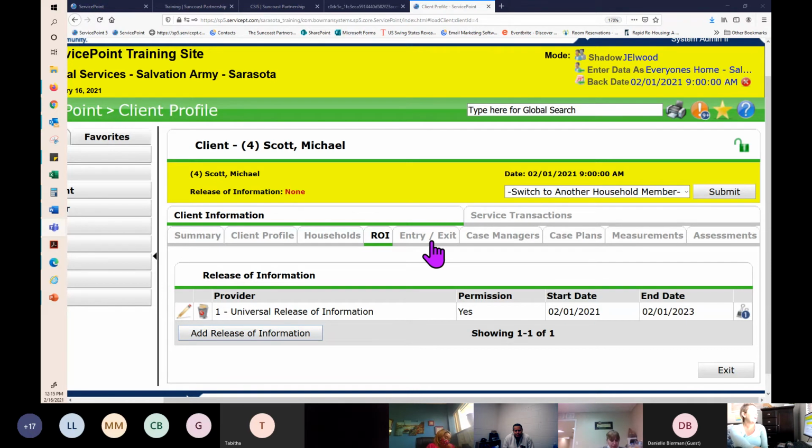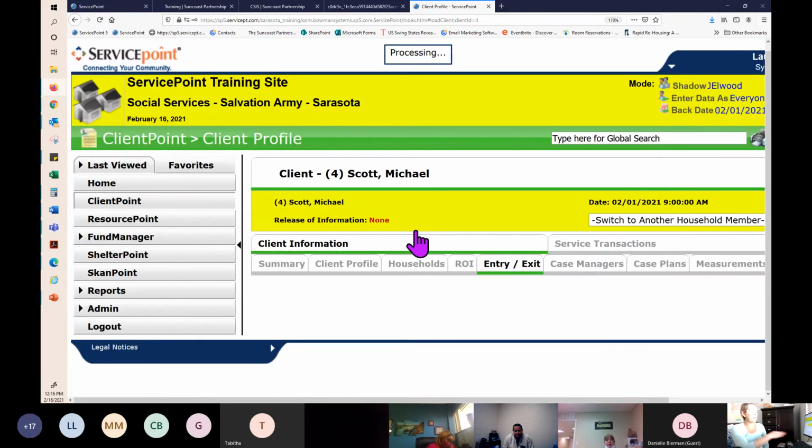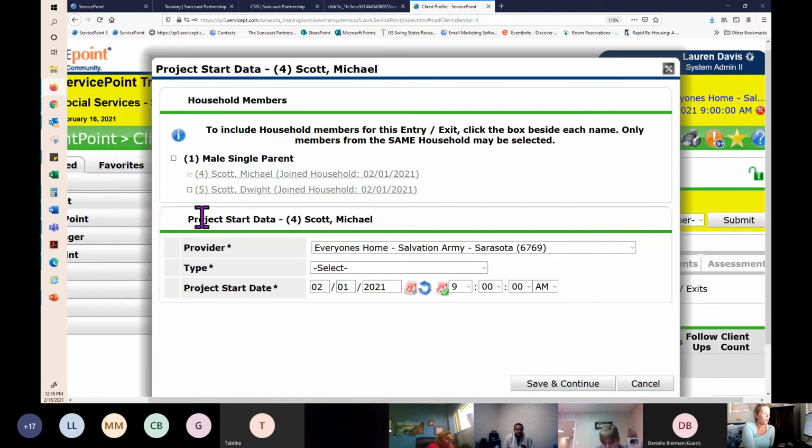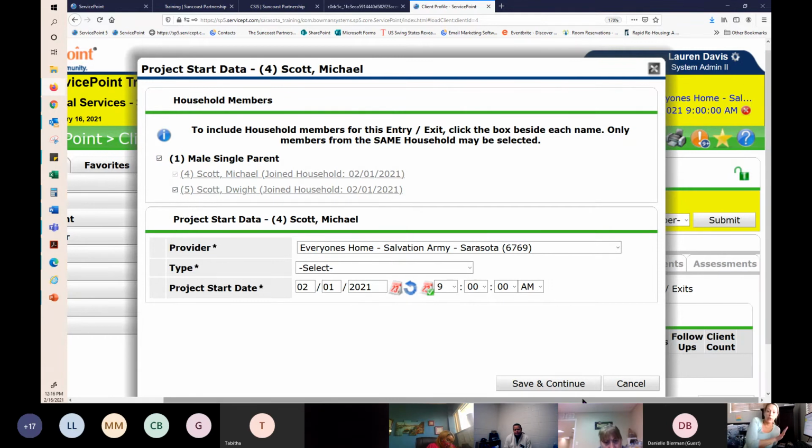Okay. Entry exit. We created our household. Now we're going to enter them into our program. So we need to add entry. We're going to select the entire household. Please keep in mind, this is the first step when we're entering our clients into our project. We need to make sure that our provider is the project in which the client is working in.